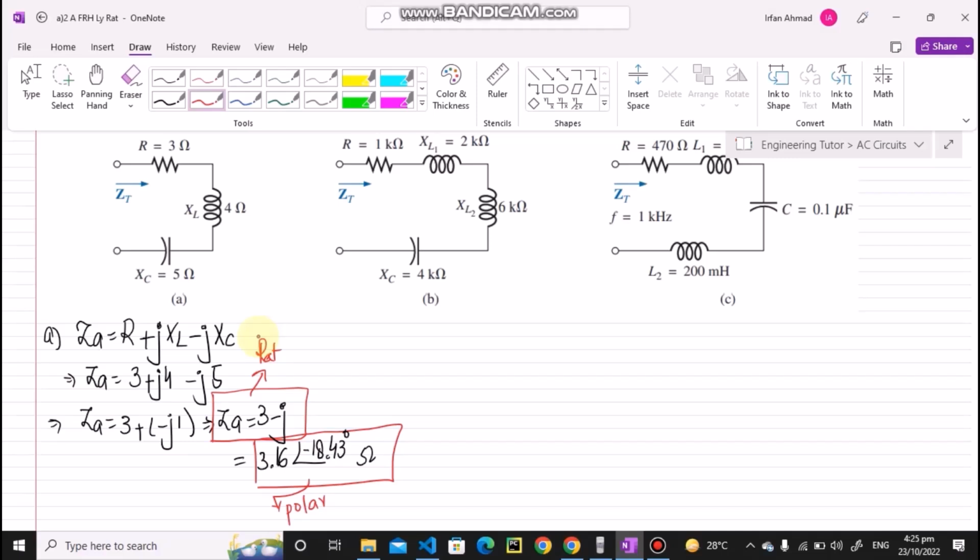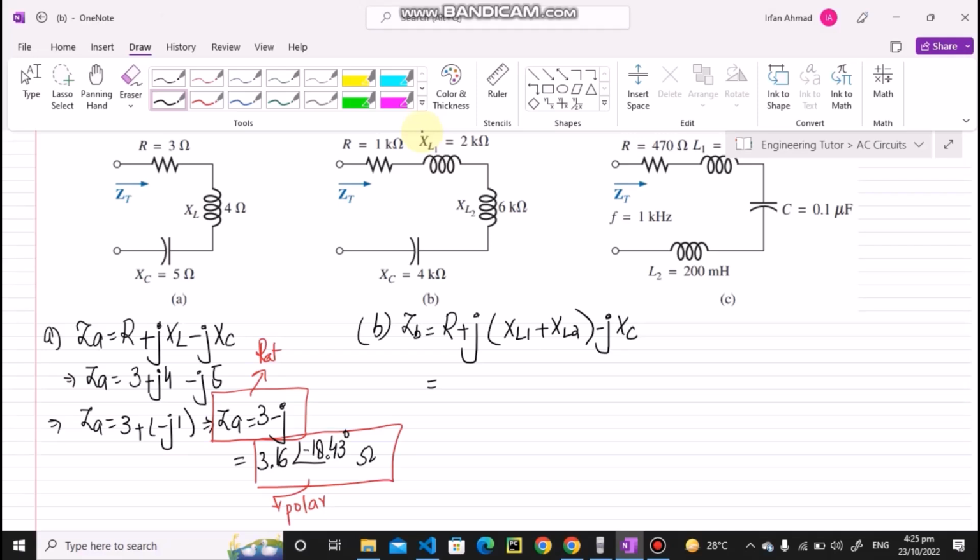Okay, similarly, in order to calculate the values in our B circuit, let me solve it here. Again, seeing how many resistors, capacitors and inductors I have: only one resistor, let me call it ZB, two inductors, so j(XL1 + XL2), and only one capacitor, so only one capacitive reactance, which I write as minus j XC.